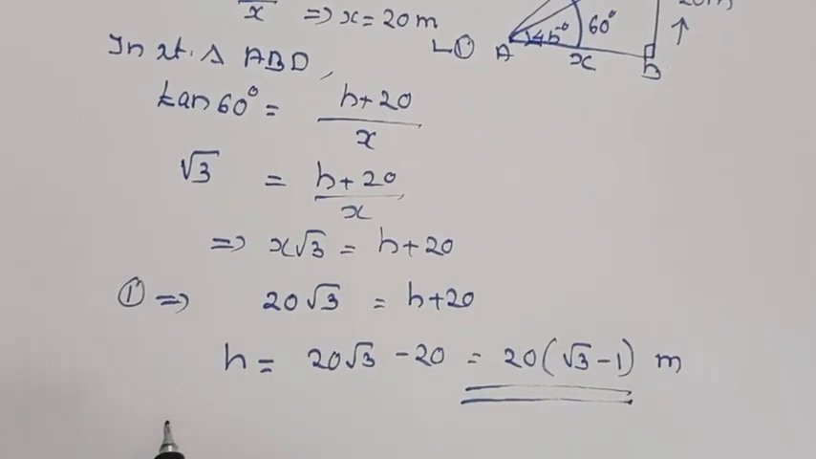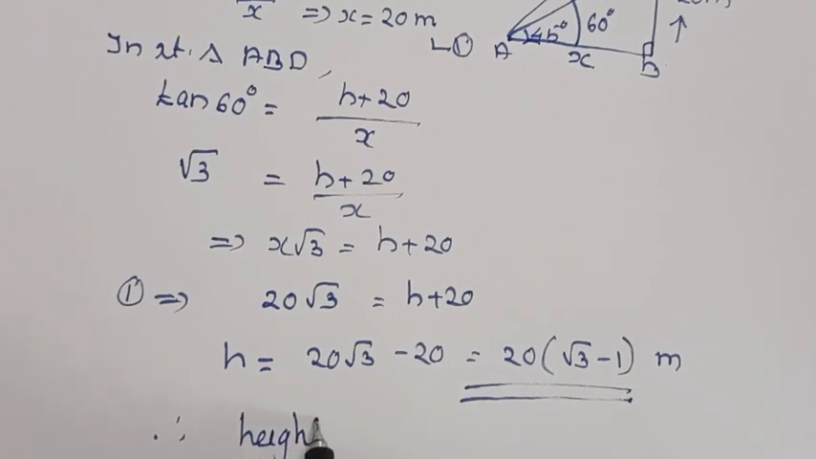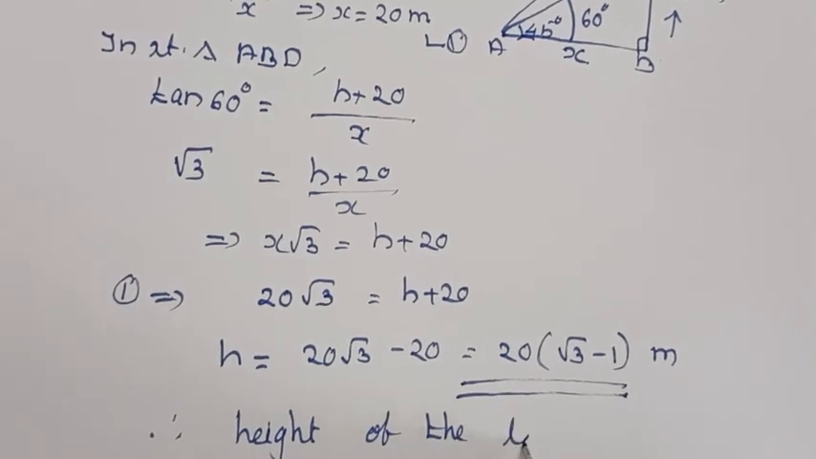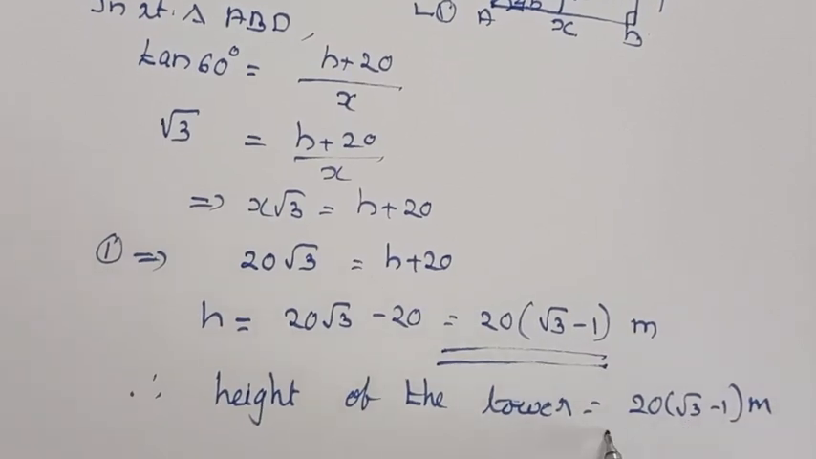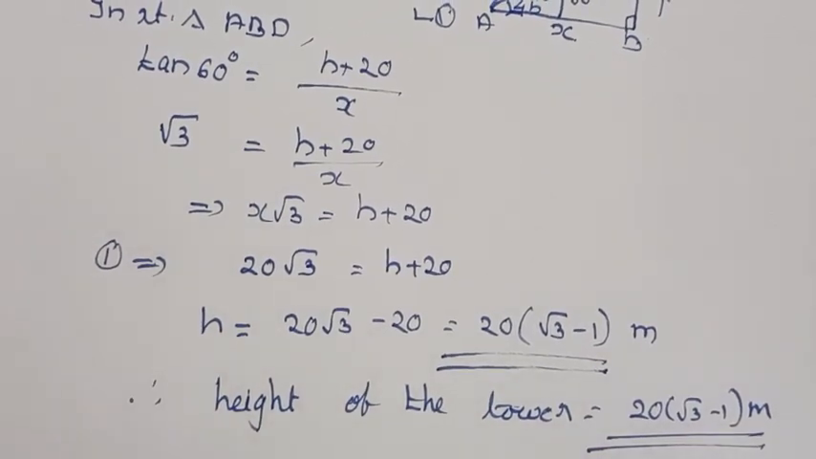So we have to write, therefore height of the tower equals 20 into root 3 minus 1 meters. The height of the tower is 20 into root 3 minus 1 meters.